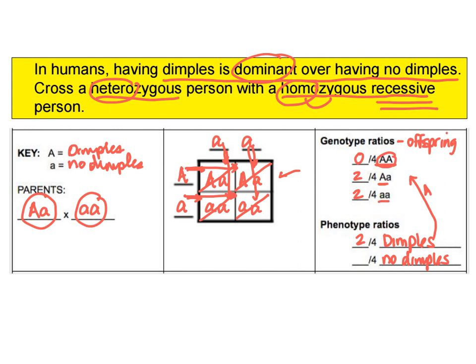Now, this guy right here has a little a, my homozygous recessive. There's no dominant allele there, which means that it's going to have the recessive phenotype, which is no dimples. That is 2 out of the 4, no dimples. So now we have our solution. If we cross a heterozygous person with a homozygous recessive person, we get genotypic ratios of their offspring, which is 2 out of 4 heterozygous, 2 out of 4 homozygous recessive, and 2 out of 4 will have dimples, 2 out of 4 will have no dimples.